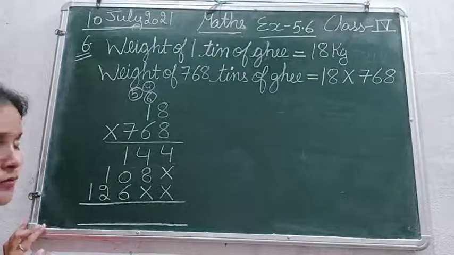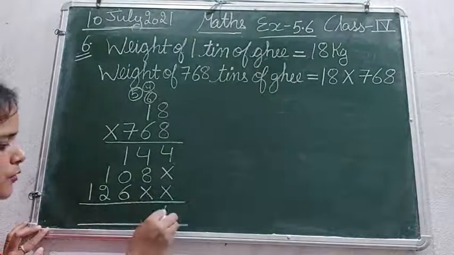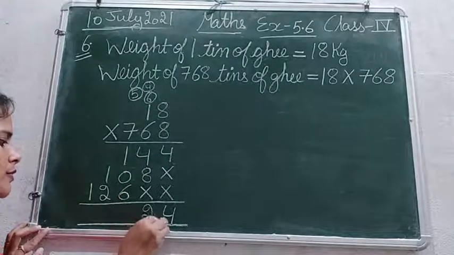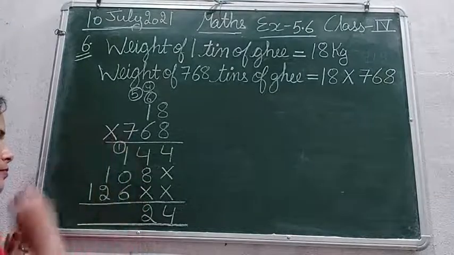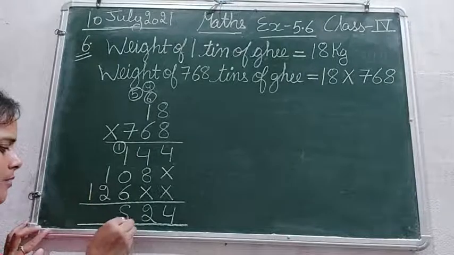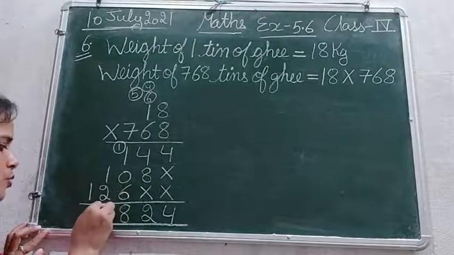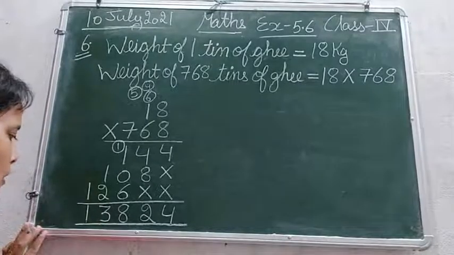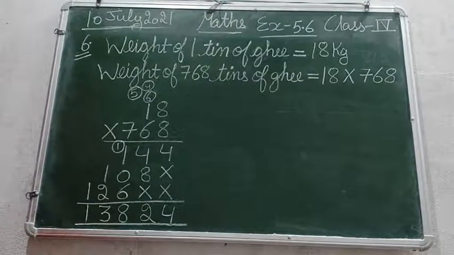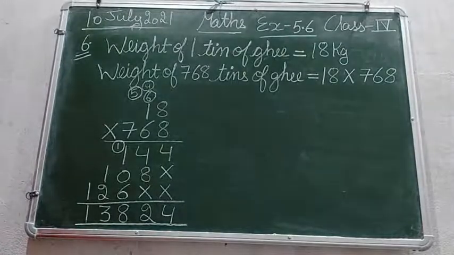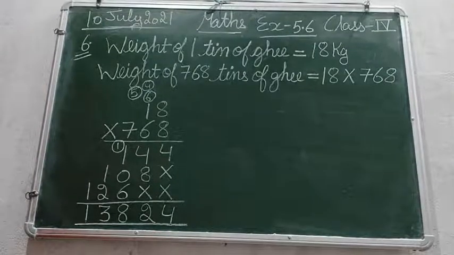Now let's add them all. Okay, so now we are going to find the answer. This is 4. 4 plus 8, 12. 2, 1 will be carried above. 1 plus 6, 7 plus 1, this is 8. 1 plus 2, 3, and this is 1. So the product that we got after multiplication is 13,824.